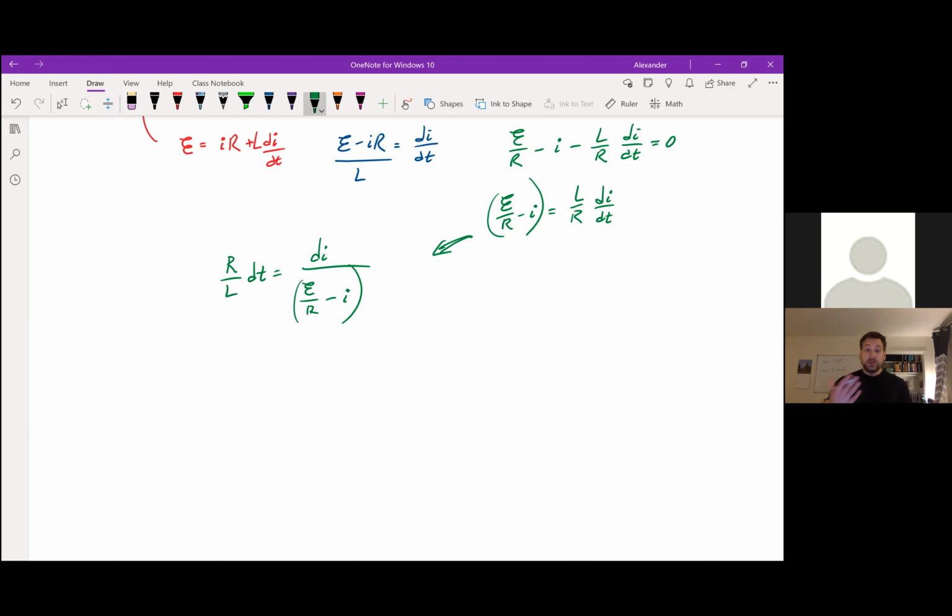On the left-hand side, we have constants and dt. On the right-hand side, we have constants and I and dI. So we can integrate both sides, as we did back when we were talking about capacitors. The u substitution we need is going to introduce a negative sign, and I'd like to put that on the left-hand side of the equal sign.